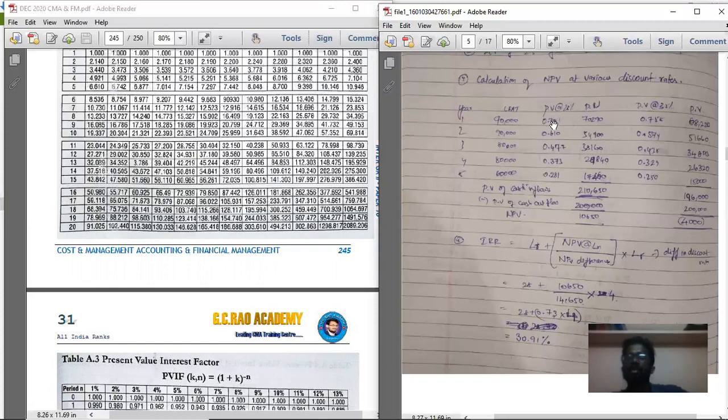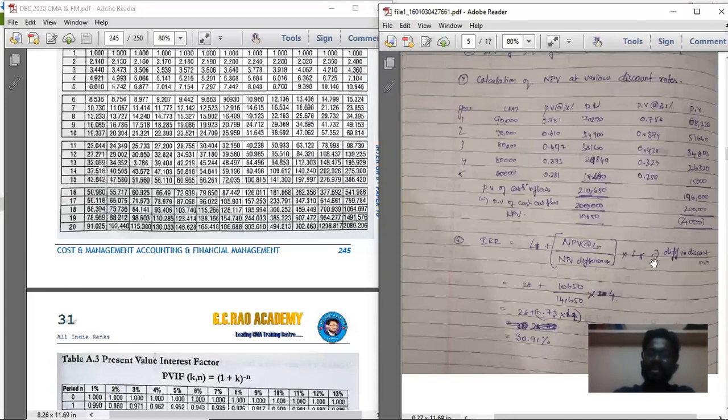NPV difference is nothing but lower rate NPV minus higher rate NPV. Here lower rate NPV is 10,650 and higher rate NPV is minus 4,000. So 10,650 minus, within bracket, minus 4,000. So minus into minus, it will become plus. So 10,650 plus 4,000, you are getting the NPV difference. So NPV difference is 14,650, and close the bracket. Close the bracket into DR.